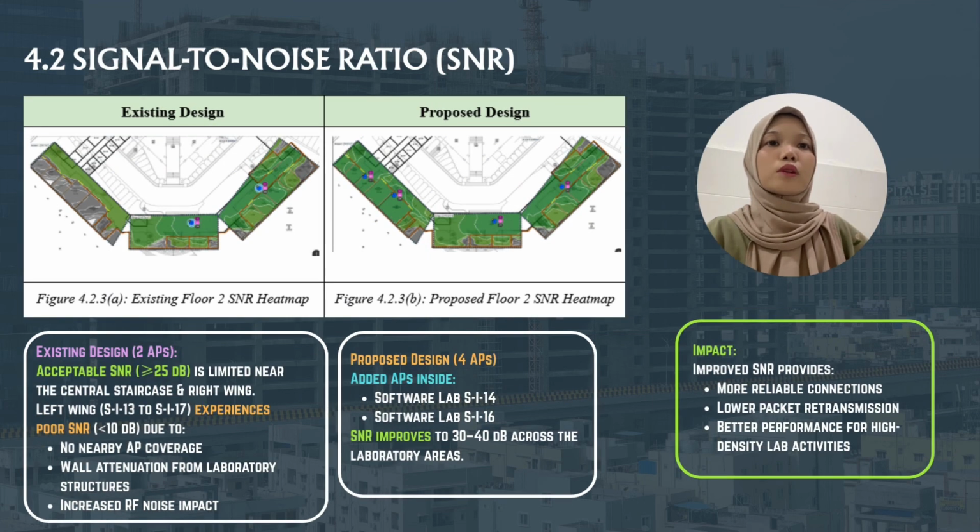So we move to floor 2, signal to noise ratio (SNR). Existing design, 2 APs, acceptable SNR is limited near the center staircase and right wing. Left wing experienced poor SNR due to no nearby AP coverage, wall attenuation, and increased RF noise impact. Proposed design, 2 APs added inside software lab, and SNR improved to 30 to 40 dB across the lab area. The impact, improved SNR provides more reliable connection, lower packet retransmission, and better performance for high density lab activities.